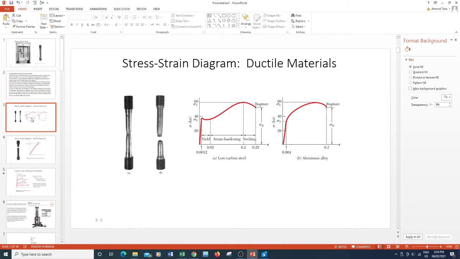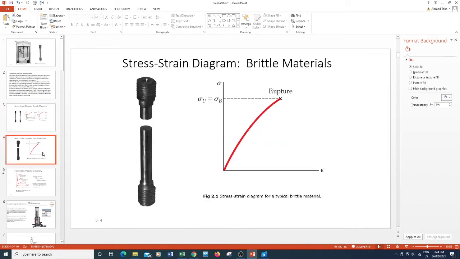This is a sample stress versus strain curve for a low carbon steel, and this is a ductile material, as you see here, with the fracturing and the necking. We have an elastic range, then a plastic plateau, and then the ultimate strength. The aluminum alloy is somewhat similar, but there is no plastic plateau. This was discussed in your mechanics lectures.